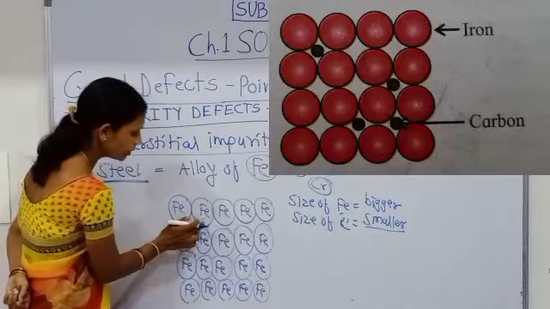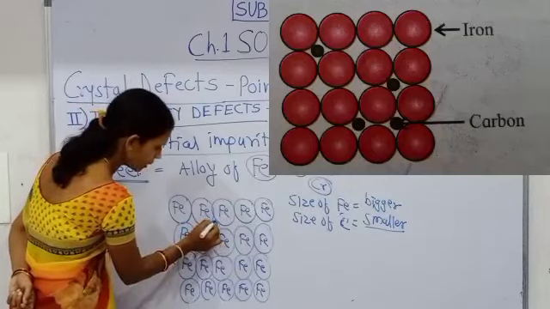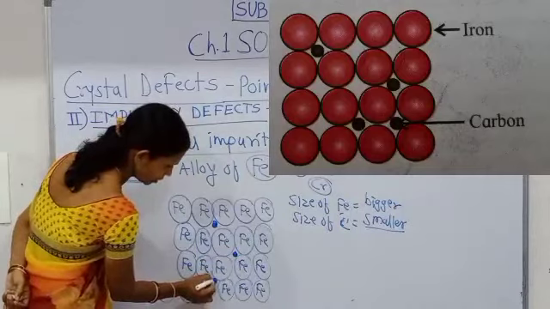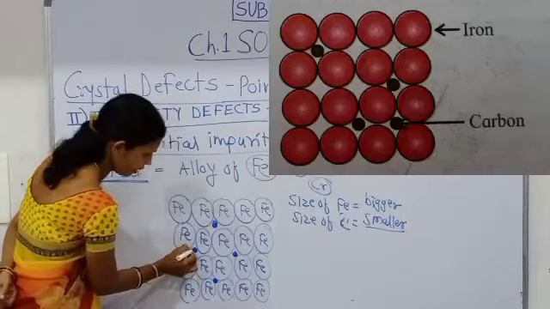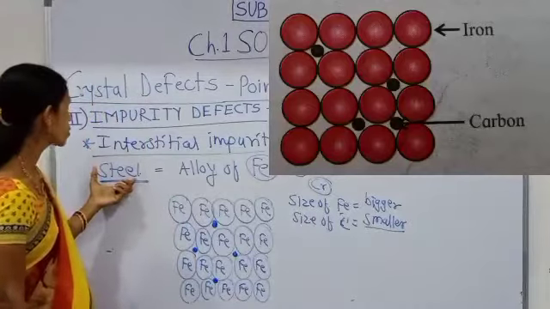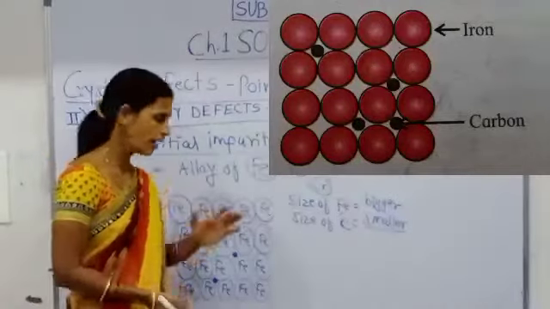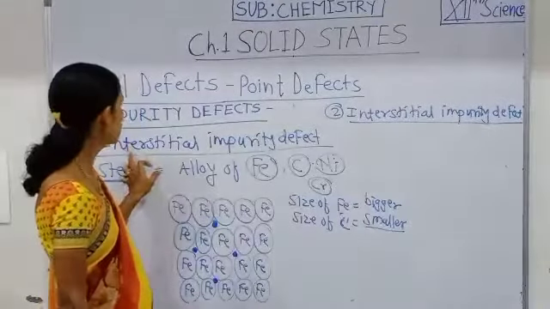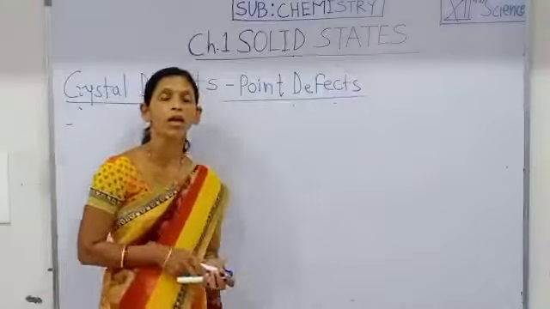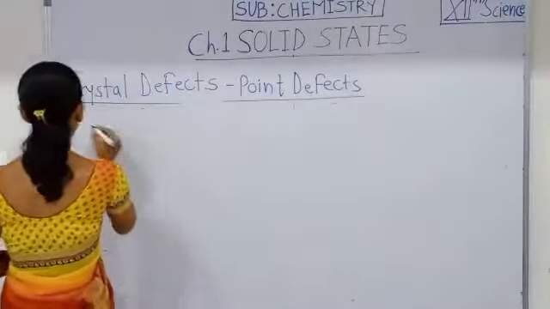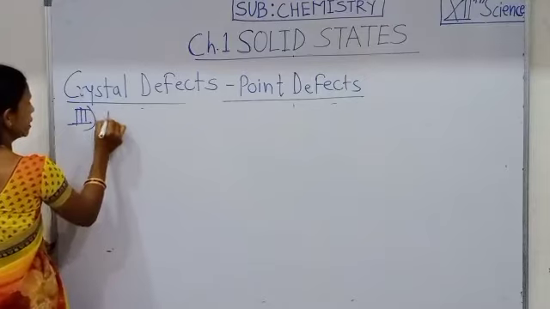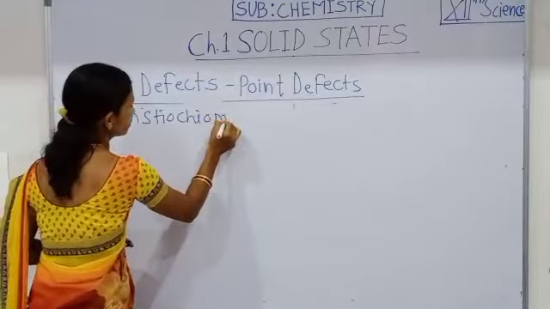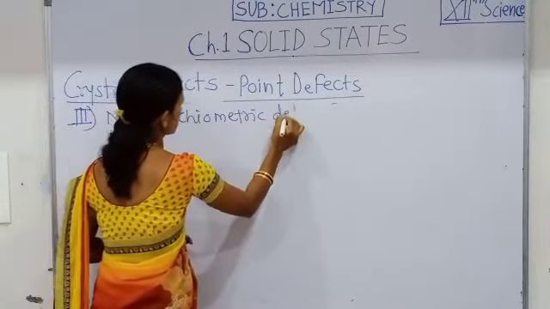Then see here, those are the interstitial spaces which carbon particles occupy. And here the formation of steel alloy takes place, and that type of defect is called the interstitial impurity defect. As well as the third type of defect, that is non-stoichiometric defects.